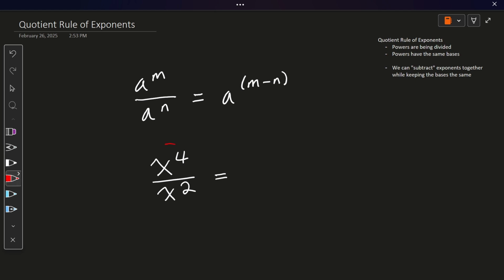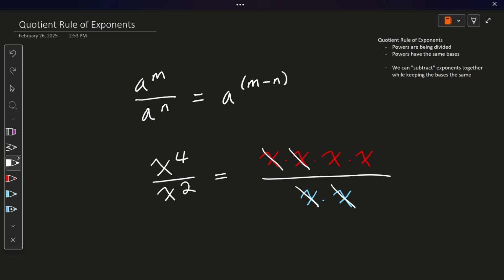I'm going to draw this first power in red and this second power in blue. In our numerator slot, we have x to the power of 4 being divided by x to the 2, which is x times x. X divided by x is just 1, and so these would cancel out, and similarly, our second pair of x's would also cancel out.